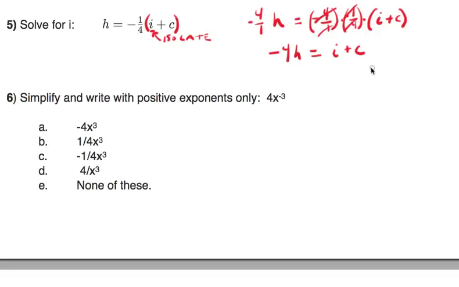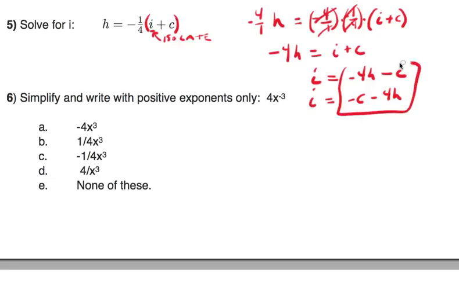All we need to do now is simply subtract c from both sides and rewrite the I first. So I'm going to have I is equal to, subtracting c from this side, negative 4h minus c. The answer, though, might be in alphabetical order. They might have the variables in alphabetical order like this. It could be either one of those. I don't have the order of the answer list over here. But again, the ability to massage your answer before you give up on it is important.